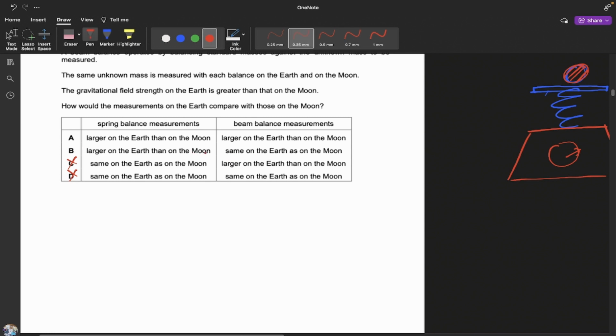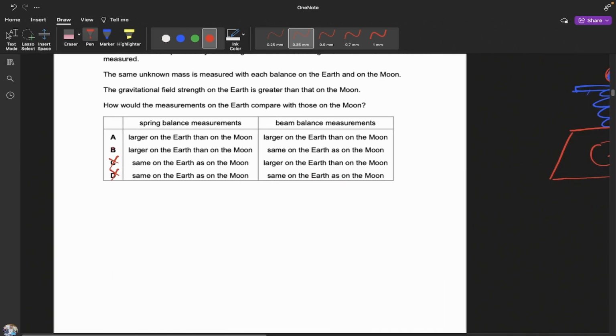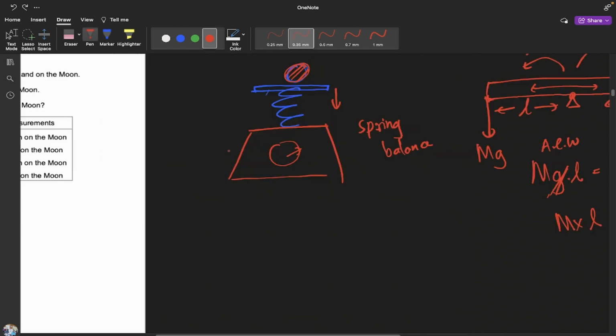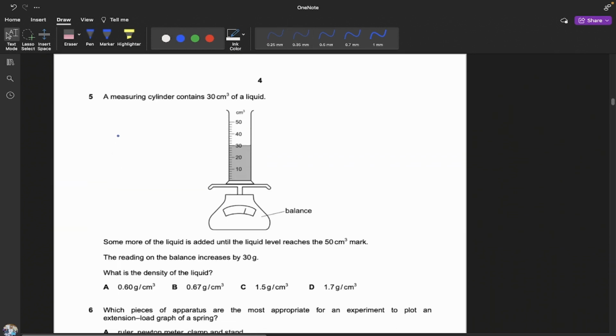Let's go to the beam balance part. Larger on Earth than Moon, yes. But we saw that the gravitational acceleration for a beam balance is not important. So cut that off. The answer is B. I'll use blue color. The answer is B. A is also wrong.